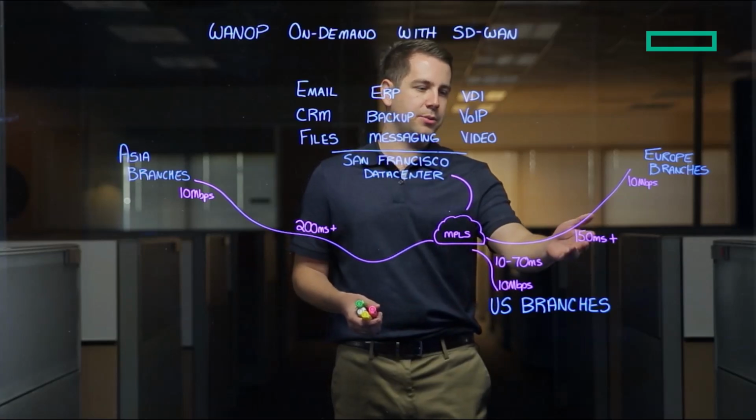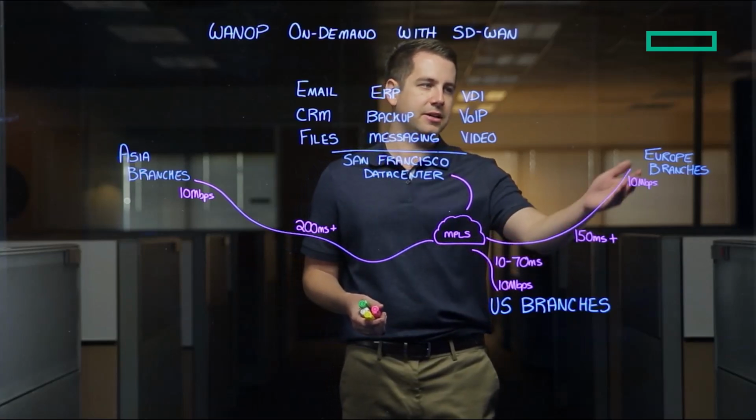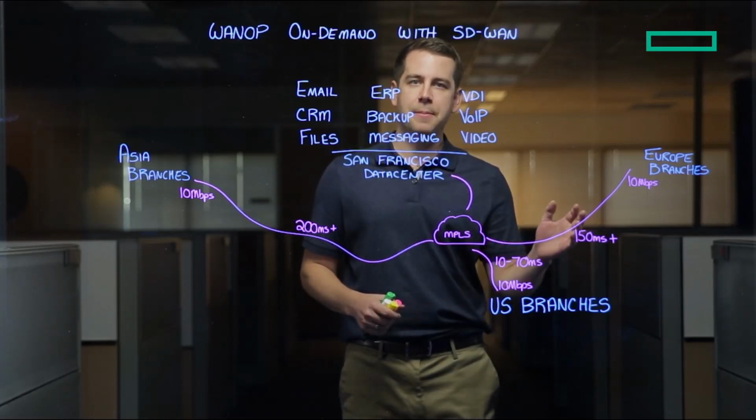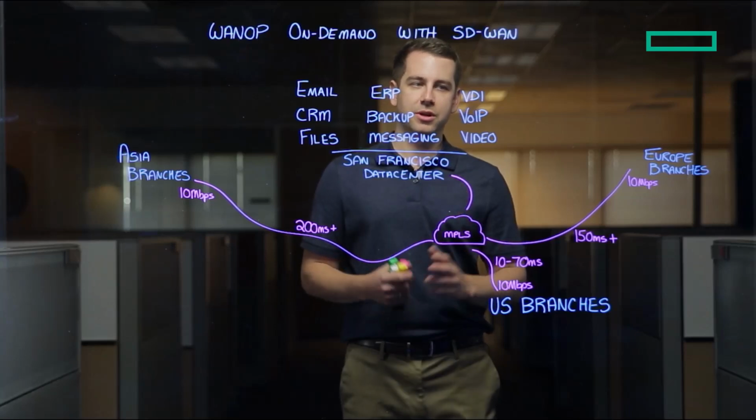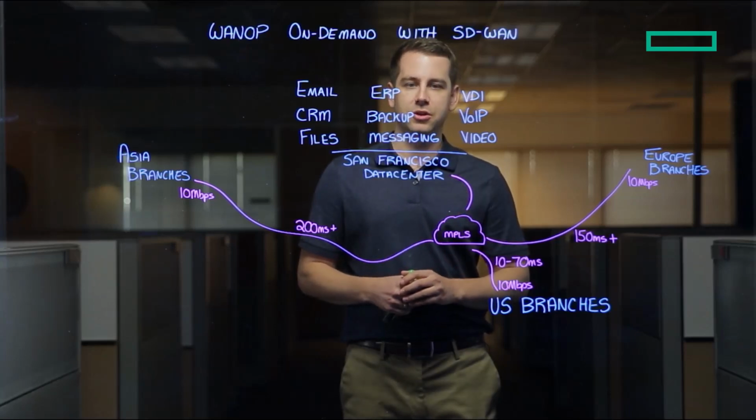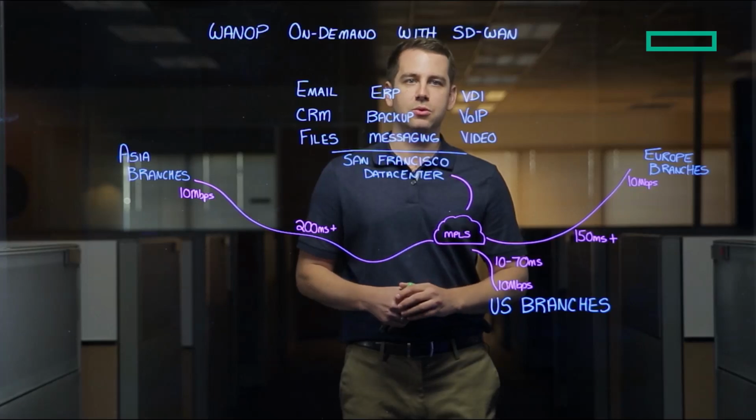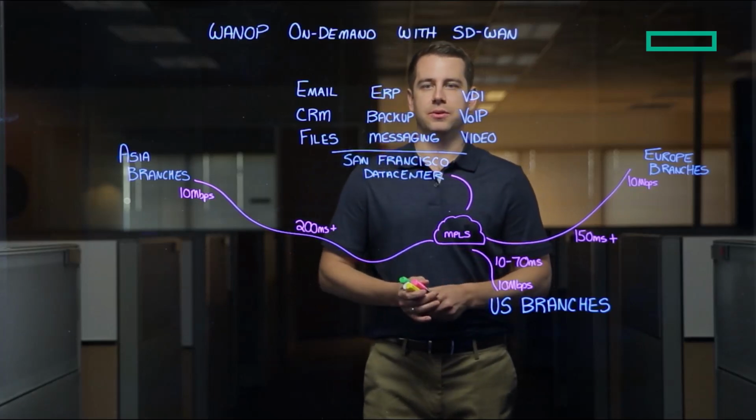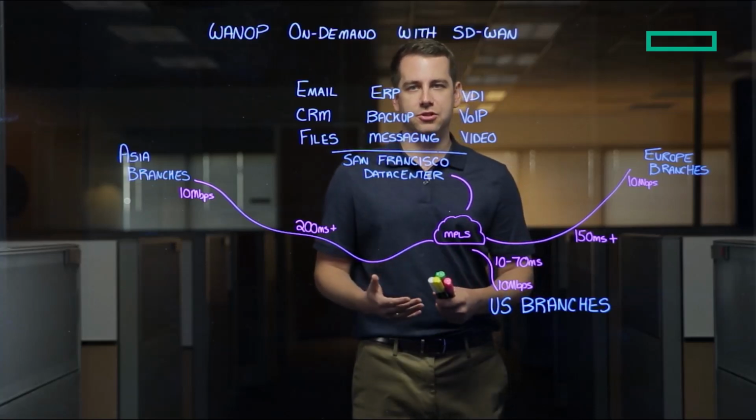In this case here, we can see we have 150 milliseconds latency out to Europe, and maybe only 10 megabits per second of bandwidth shared amongst many users in the branch. And so their application performance is really bad compared to maybe users that are in the US or very local to the application. There's been two major changes to the enterprise WAN and where applications live.